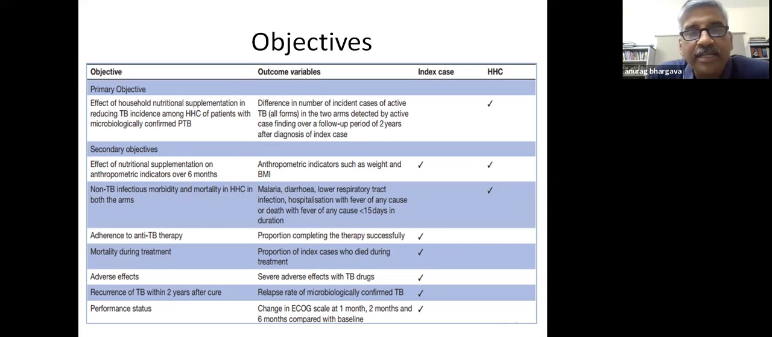The primary objective, as I said, was to see the effect of this nutritional supplementation on TB incidence amongst household contacts over a period of 2 years after diagnosis of the index case. And we are looking at a number of secondary objectives. One is the effect on weights in patients and contacts. In patients, we are looking at whether this affects adherence, mortality, frequency of major side effects, performance status, and eventually recurrence of TB within 2 years also. And among contacts, we are also looking at whether this intervention might have an impact on non-TB infections.